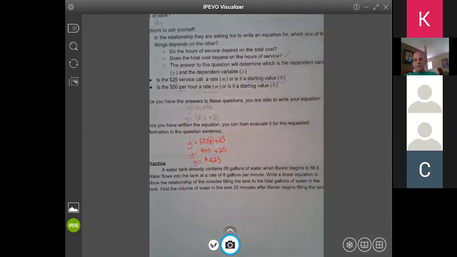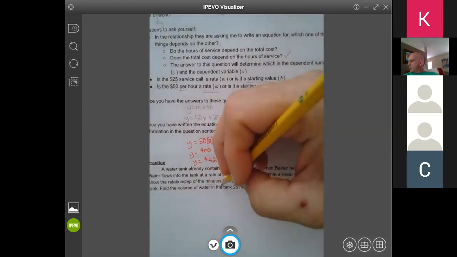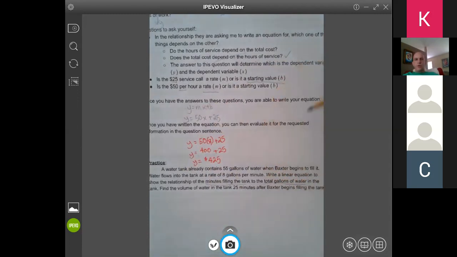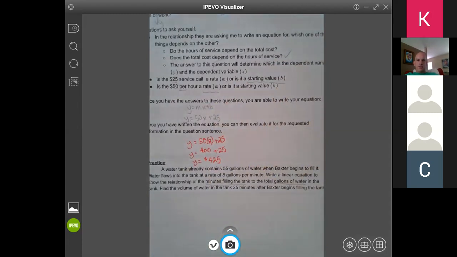So once again, ask yourself, in this relationship, do the minutes filling the tank depend on the total gallons, or do total gallons depend on how long he's filling the tank? Ask yourself that question. Whichever one depends on the other is the Y value, and whichever one is not depending is your independent, or X value.